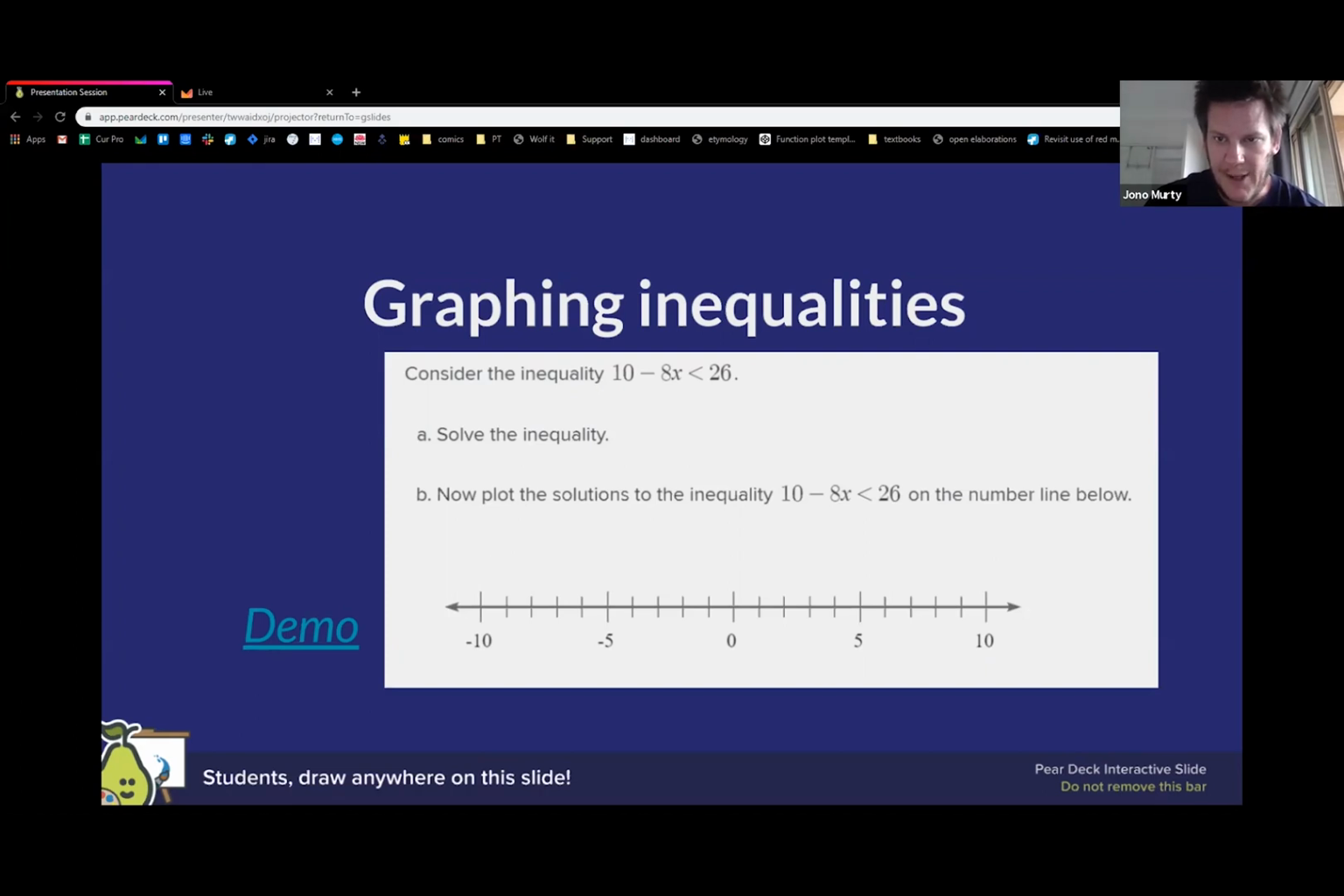Great. Lena racing to the solution here. Well done. Josh, looks like you forgot to switch your sign around there when you divided by the -8. And no one else has attempted this yet. Okay. Let's just move on.